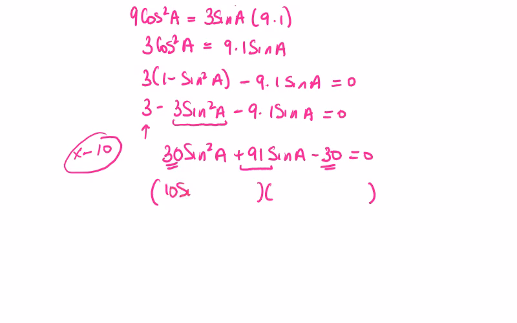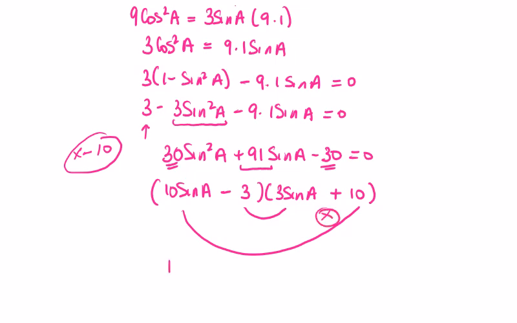10 sine A. I'd have to have a 10 here to get 100 sine A, which would leave a 3 here and a 3 sine A. Oh, that does work. So I'm going to get 100 sine A and 9 sine A, which will give me 91 if the signs are like this. So I'm going to get a minus in here. I'm going to get 10 sine A minus 3 is equal to naught. So 10 sine A is equal to 3. So sine A is 3 over 10.